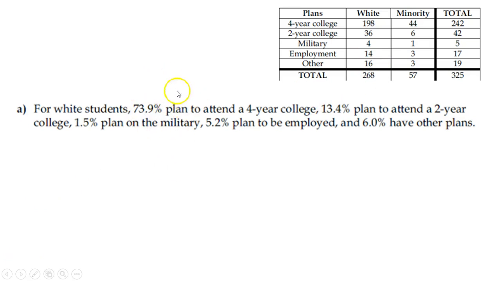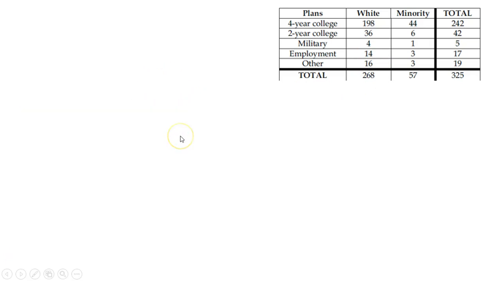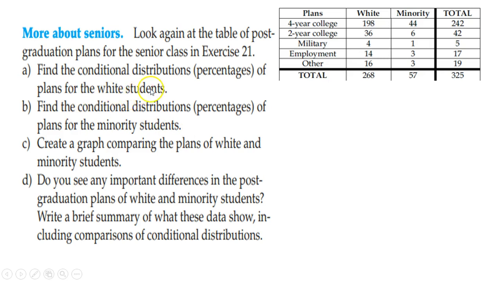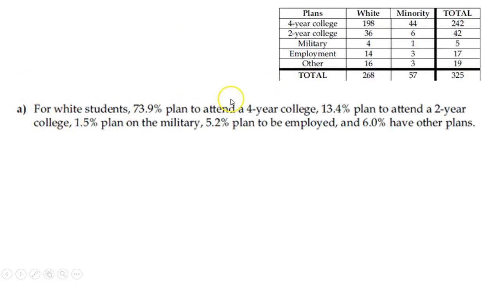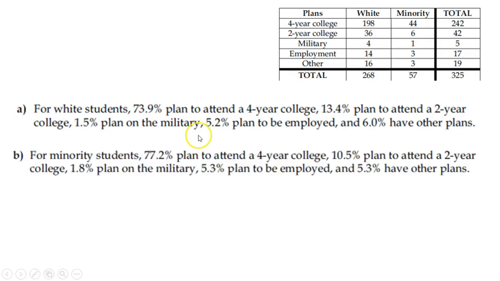Now, I know you look at those and you want to know how they are getting that. Well, look back at the question again. Find the conditional distribution of plans for white students. We just want to know the plans for white students. So I take the 198 divided by 268, 36 divided by 268, 4 divided by 268, 14 divided by 268, 16 divided by 268, and that's where all of those percentages are coming from. Conditional, meaning I don't want the total, I just want what happens there.